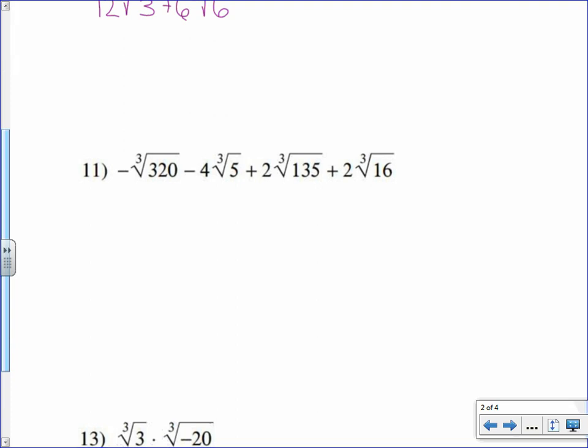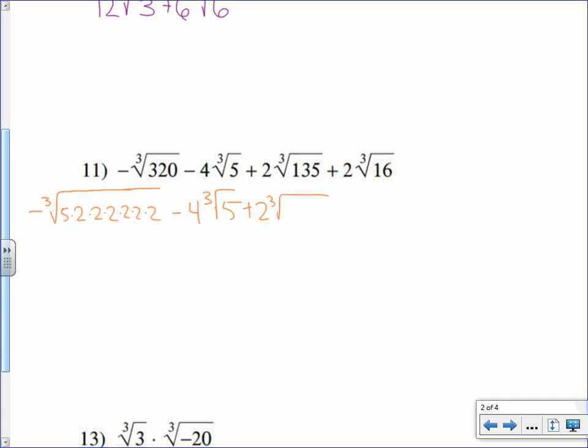Looking at 11, almost all of these can be broken down. The 5 can't, but the rest of them can. So I've got this negative on the outside. Don't lose it. When I break down 320, I'm going to have 5 times 2 times 2 times 2 times 2 times 2 times 2. All right, this is why I told you guys to use separate paper. This is a lot. Minus, this is just the cube root of 5.